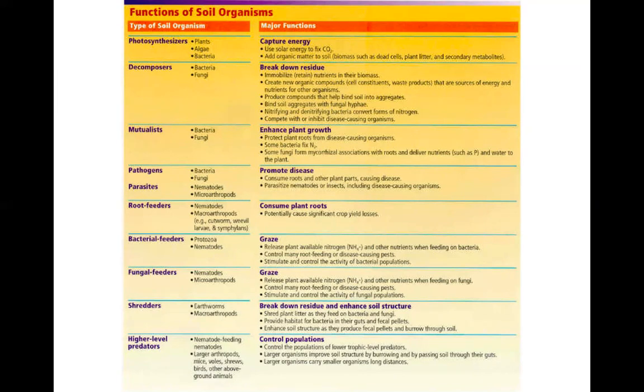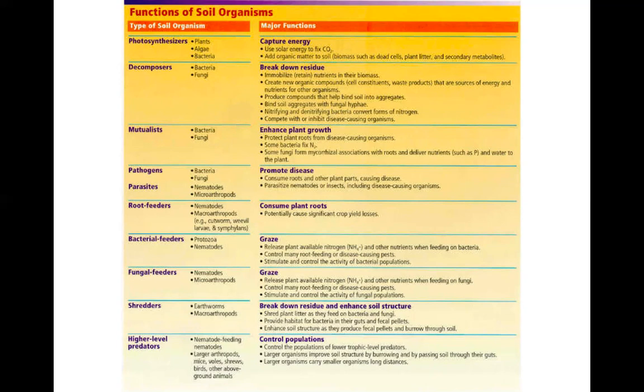They are also mutualists. Mutualists are a type of interaction between two organisms that gives benefits to both organisms. We have also pathogens that can cause disease to plants. Then root feeders, those nematodes and microarthropod worms that can actually eat up the plant roots, which will cause crop yield loss. Also, we have protozoa, nematodes, and microarthropods as bacterial and fungal feeders.